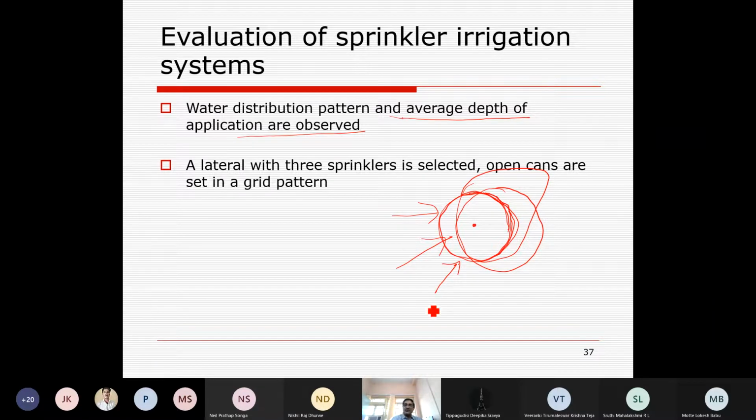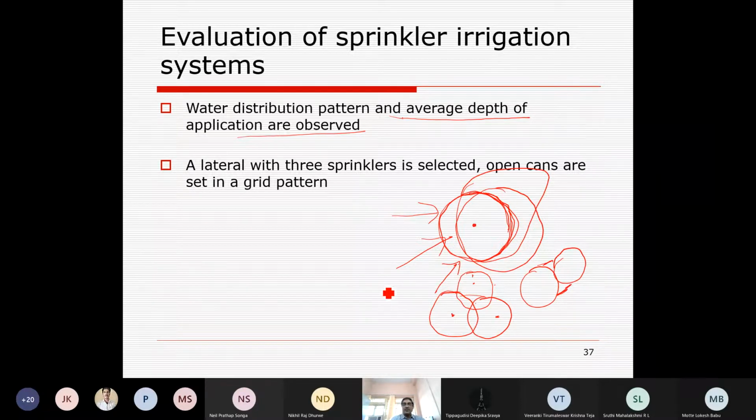Second question, suppose it is a good pattern. At what distance should we have sprinklers to have more efficiency of application? Here, so next maybe here. In that way, this whole area at least is irrigated, meaning there is no area left out. And if you are putting it in this way, this area will not get any water.